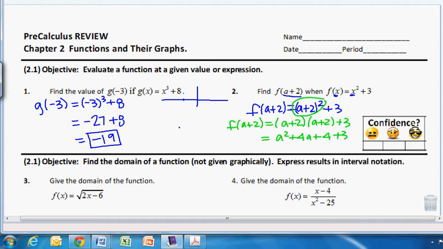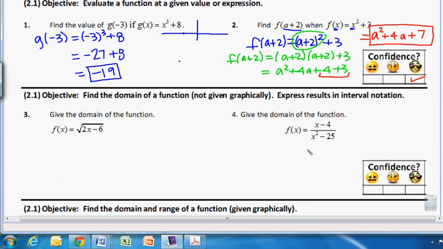And now we need to make sure we're combining all of our like terms: a squared, 4a, but then there's 4 plus 3. So over here, I'm going to move this over. We will be left with a squared plus 4a plus 7. And that will be our final answer. When our function is at a plus 2, we will get a squared plus 4a plus 7. So I hope that you guys are feeling pretty confident about that.